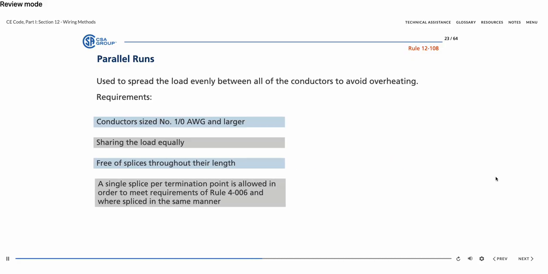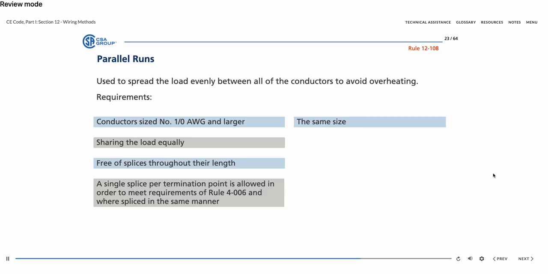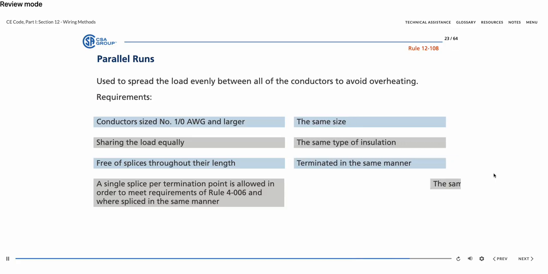A single splice per termination point is allowed in order to meet the requirements of Rule 4-006, and where spliced in the same manner, the conductors must be the same size, have the same insulation, be terminated in the same manner, be made of the same conductor material, and be the same length.